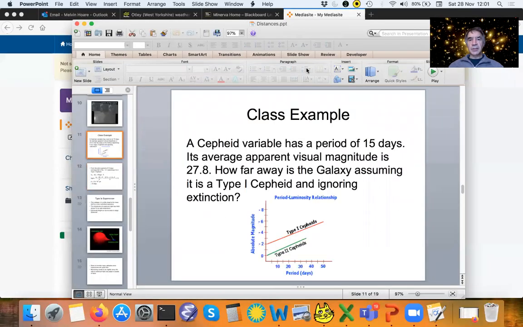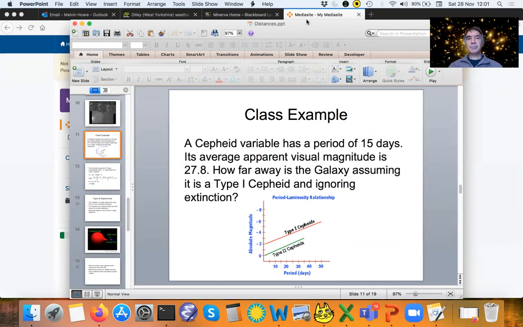Okay, so let's leave it there for now, and next time we'll talk about Hubble's law and using these standard candles for that. Apologies for that.